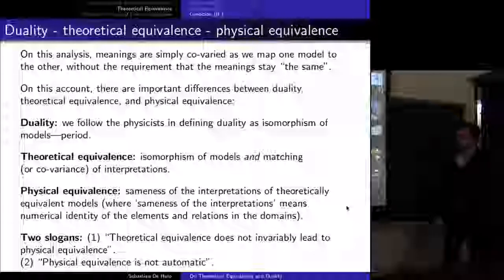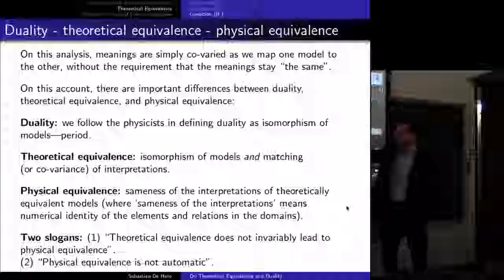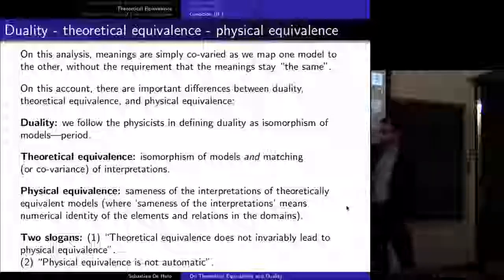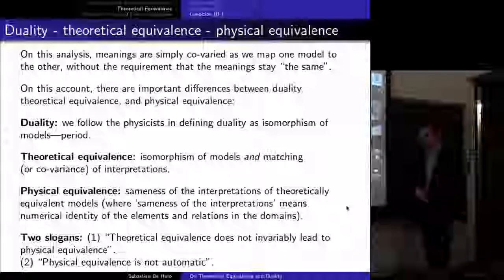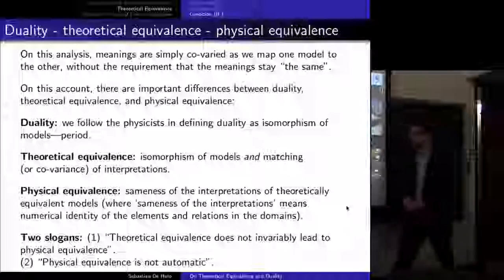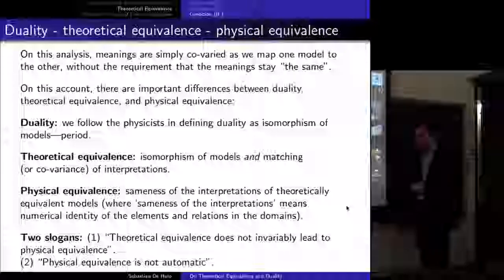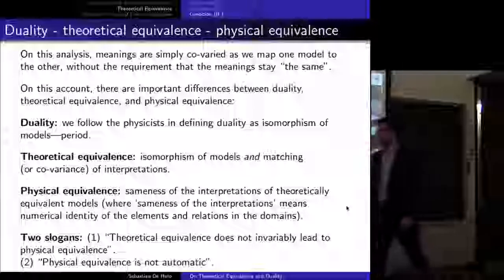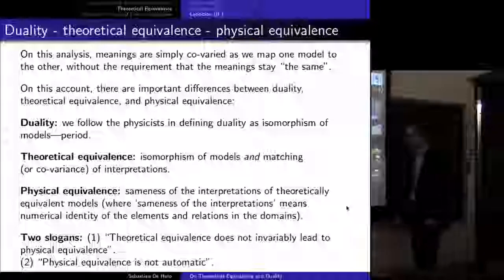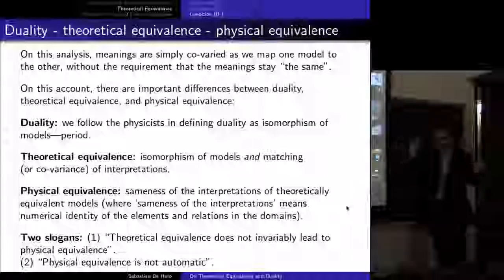So to summarize, meanings are simply covariant as we map one model to the other, without the requirement that the meanings should stay the same. So on this account, these are the differences between the notions, like I flashed at the beginning. So duality is isomorphism of models, period, so there's no interpretative requirement for that. For theoretical equivalence, in addition, we require covariance of the interpretations. Physical equivalence is the stronger notion, which requires sameness of interpretations of theoretically equivalent models. So what I will have to say about physical equivalence can be summarized in these two slogans, namely that theoretical equivalence does not invariably lead to physical equivalence, and also that physical equivalence is not automatic. So once you know that you can map the meanings one to another, it doesn't mean that the meanings stay the same.